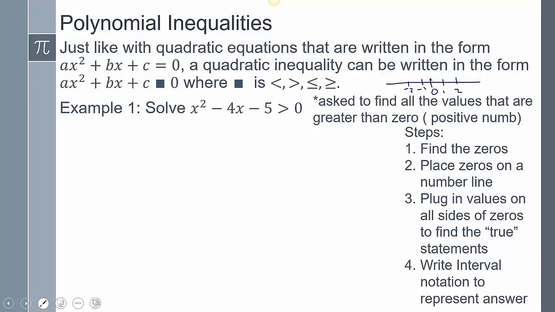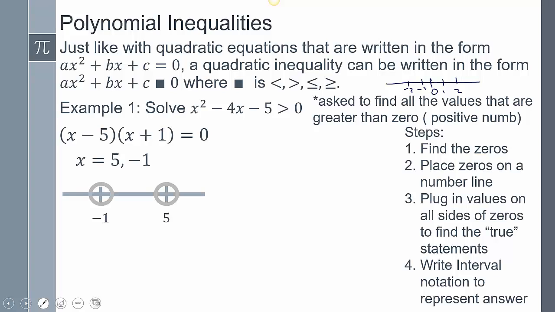So our first example says x squared minus 4x minus 5 is greater than 0. Because it says greater than 0, I know I want to look for those positive numbers. The first thing I want to do is solve for this and find my zeros. I factored this into x minus 5 and x plus 1, so my zeros are 5 and negative 1. I take those values and place them on a number line. Because it says greater than, with no equal to, they're both going to have open circles.